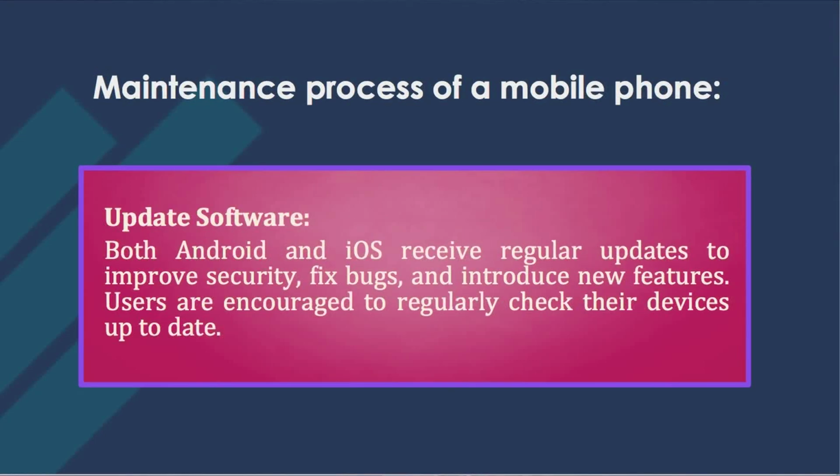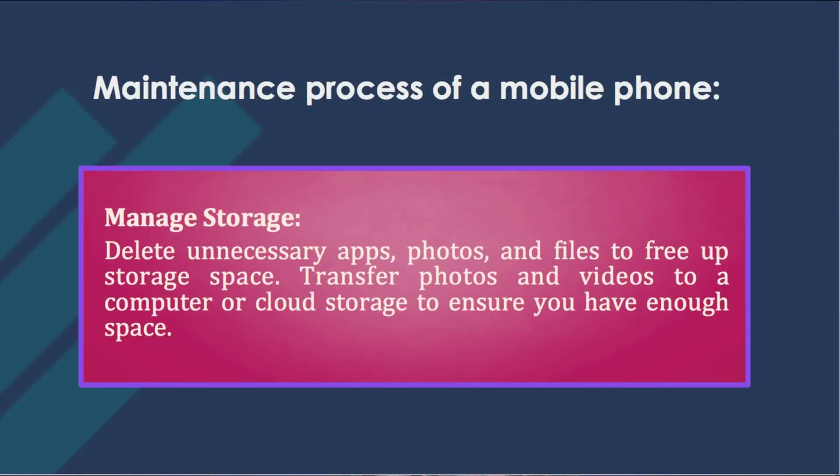Number 2 step is to update software. Both Android and iOS receive regular updates to improve security, fix bugs, and introduce new features. Users are encouraged to regularly check that their device is up to date. Number 3. Manage storage. Delete unnecessary applications, photos, and files to free up storage space. Transfer photos and videos to a computer or cloud storage to ensure that you have enough space.